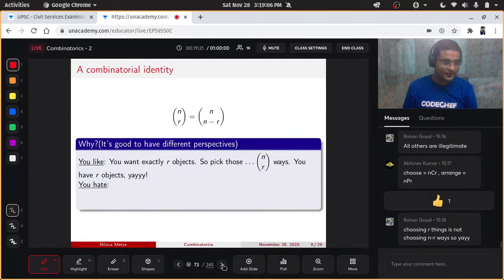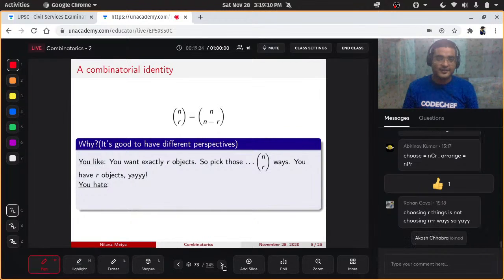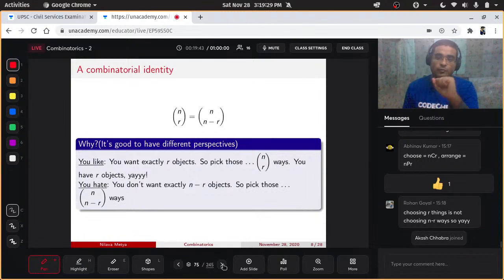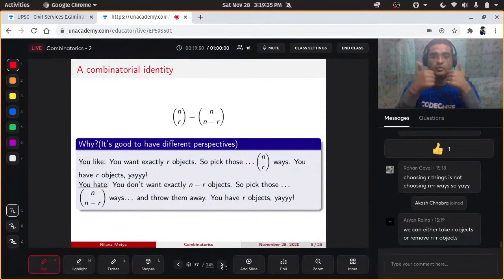It does not hurt to look at those objects which you don't want. You are looking at those r objects which you want, but it's fine if you look at those objects which you don't want. Why would you look at those objects? You first pick those objects which you don't want, because you want to throw them away so that you have r objects with you. Cool. But we have done the same task in different ways, so both of them must be equal. Same task cannot give different counts, right? If this is clear, I can move on.